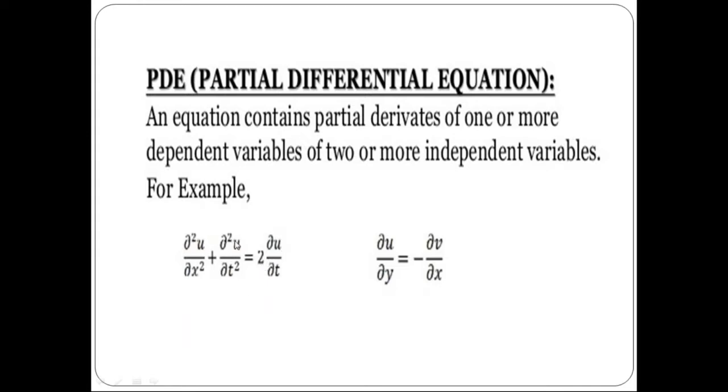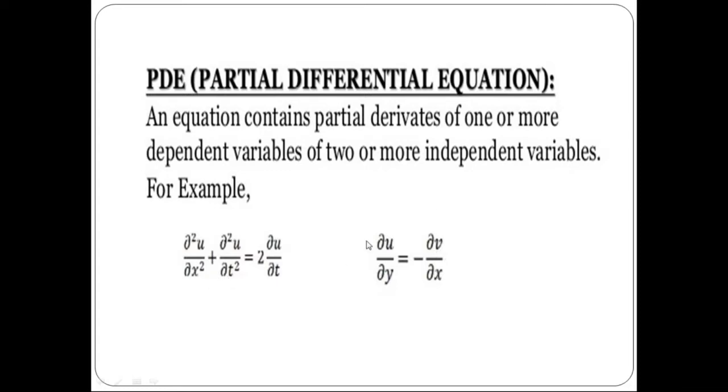In this equation, u depends upon x and t. It means u is a function of x and t. How many dependent variables are there? Here, one is the dependent variable, that is u. u is the dependent variable; x and t are independent variables. Here there is only one dependent variable and two independent variables.